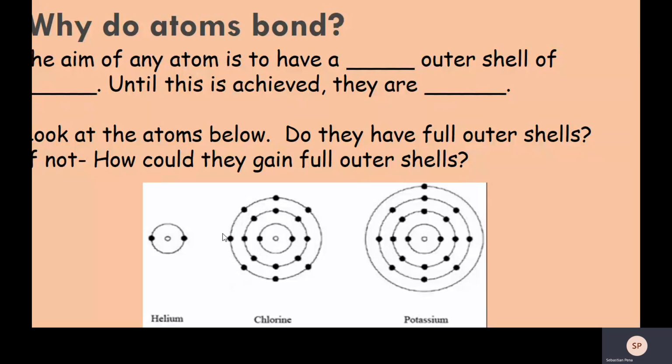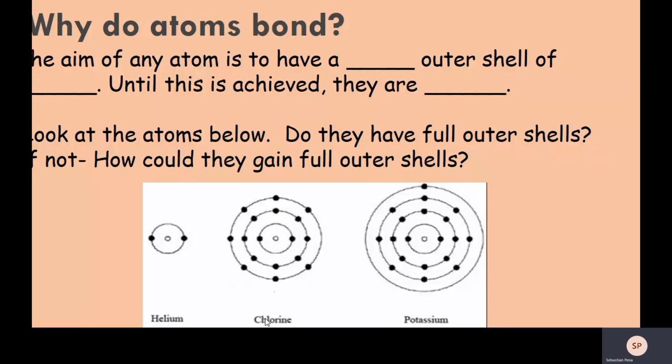So welcome back. Looking at starting at helium on the left. Helium has a proton number, or a Z number, which is the number of protons, of 2. So you can see here we've got 2 electrons on the first shell, which would mean that this has a complete outer shell.